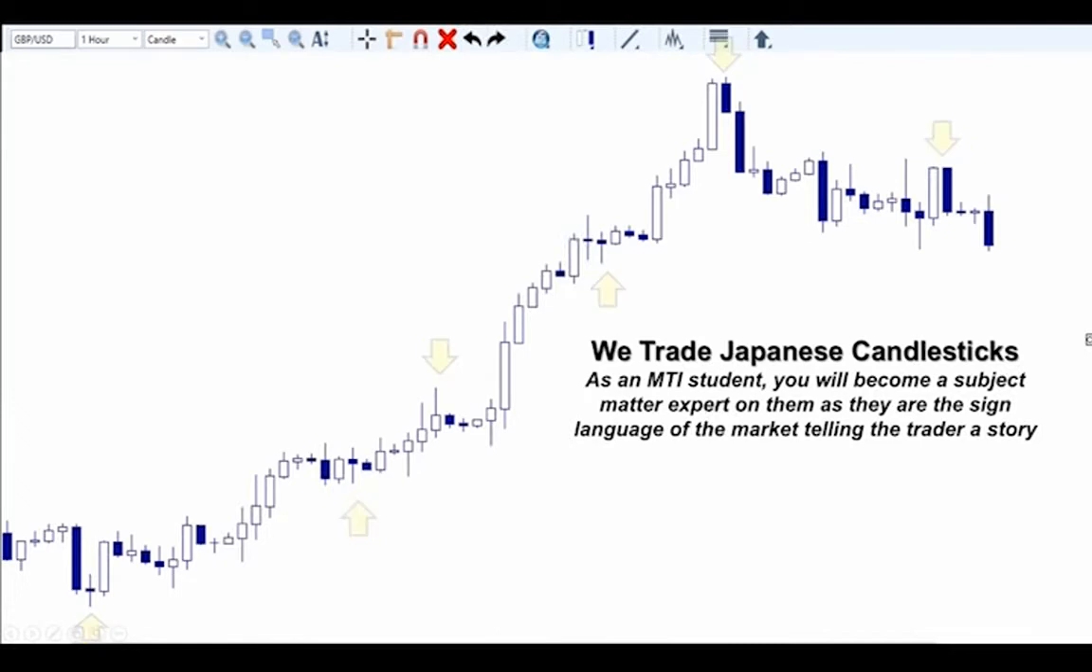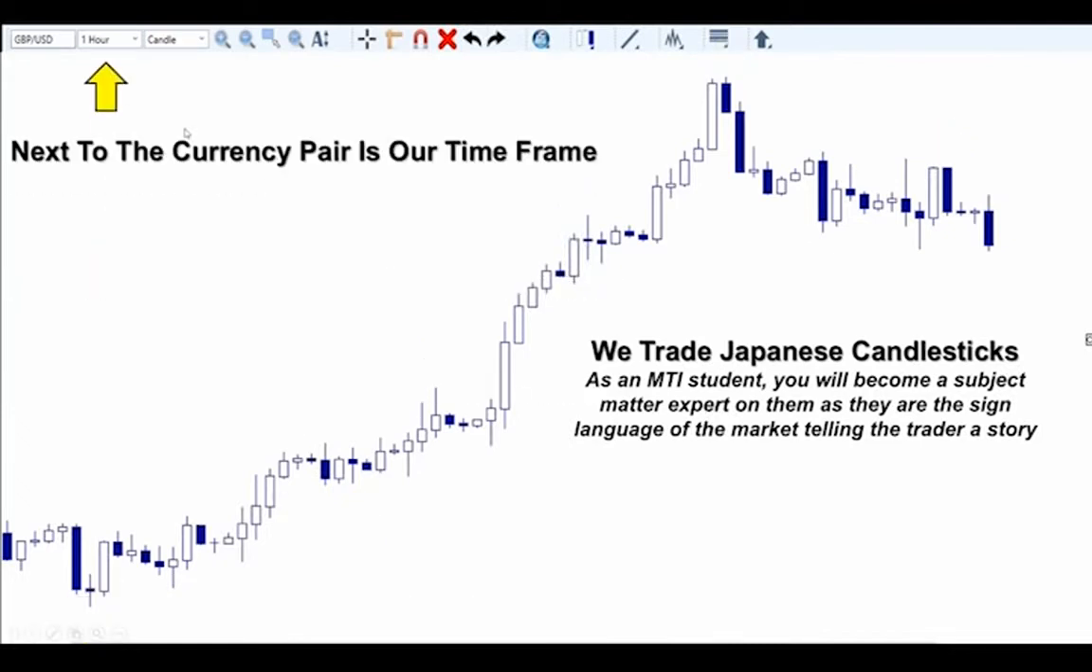So what they do is they measure the time frame here. Each one of these candlesticks, as I said, is on our 1-hour time frame chart. So what the white means is that during that 1-hour time frame, the market went up, and the dark blue ones mean that the market went down during that 1-hour time frame.